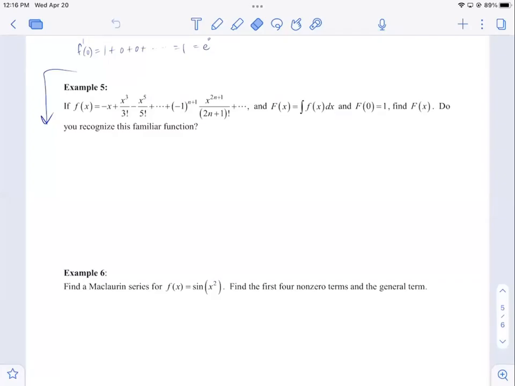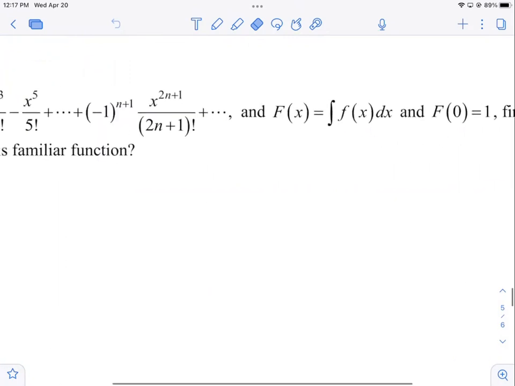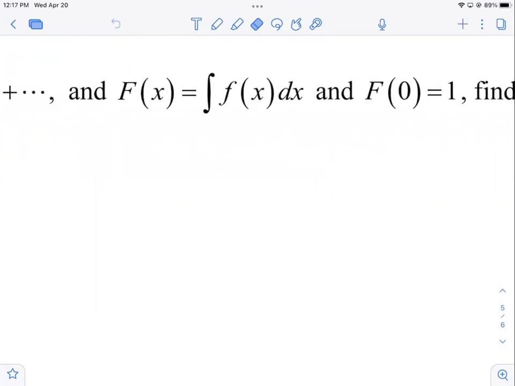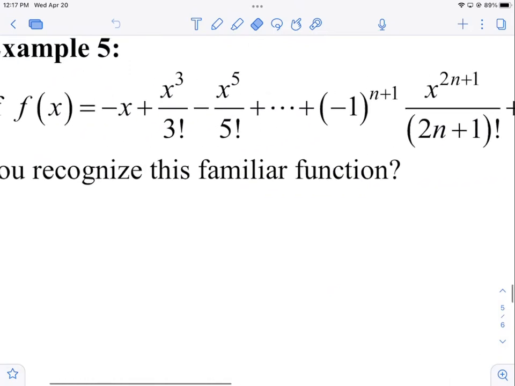Do one. All right, so example 5, picking up with infinite power series. It says if f of x is equal to this little series here, and they give us the general term or the nth term there, and big F of x is equal to the integral of little f of x, and if big F of 0 equals 1, find f of x. Okay, no big deal.